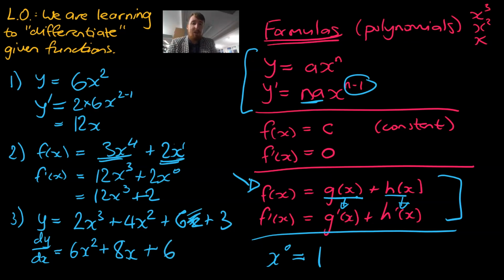And the last part, we haven't looked at this one here, plus 3. Well, 3 is just a constant, so that's what that means. So 3 is just a number by itself. When you differentiate a number by itself, we ignore it. That becomes 0. So again, we'll scribble that out as well. And that means our derivative, dy/dx, is equal to 6x squared plus 8x plus 6.